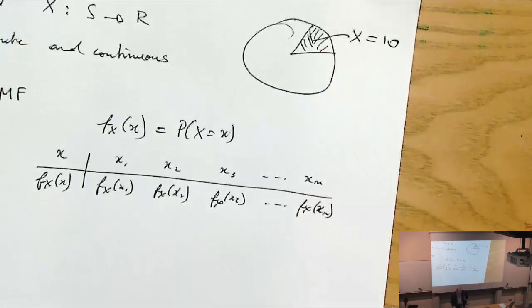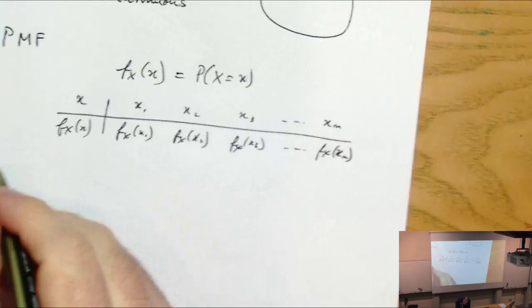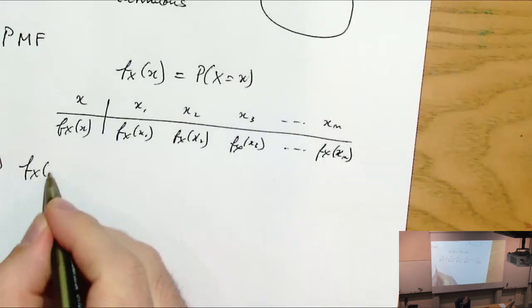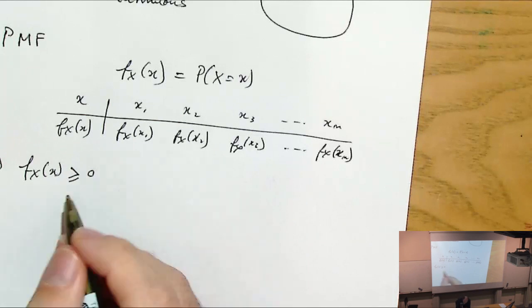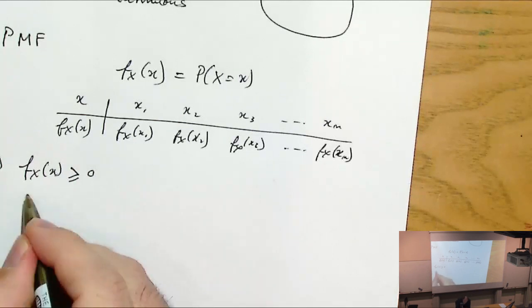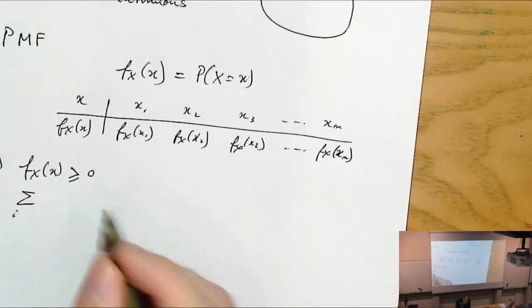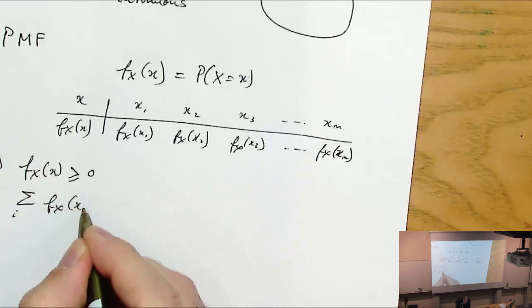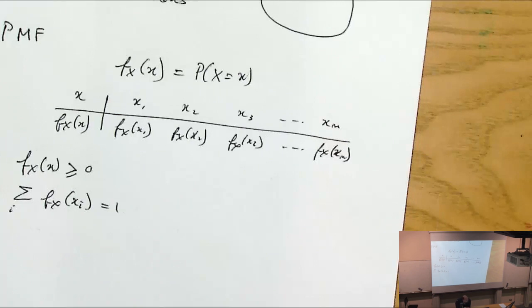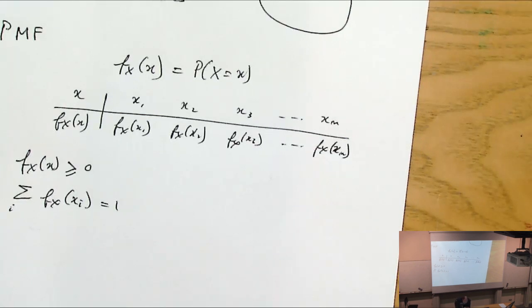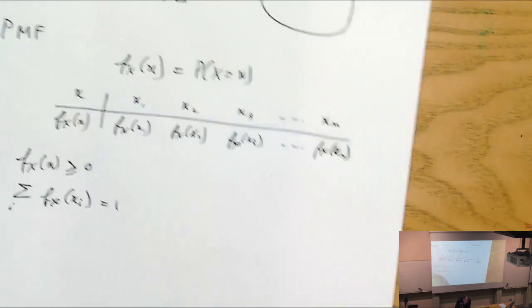There are two properties that we looked at. We first said that f(x) has to be larger than or equal to 0. And the second one was that if you sum this probability mass function over all possible i, you should get 1. Good, so that was the notion of probability mass function.